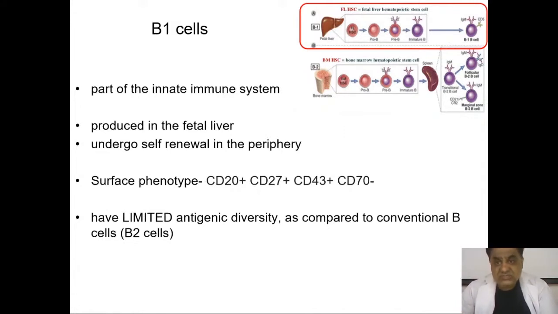The conventional B cells are B2 cells. So the innate ones are B1 cells. Here you can see them. They are produced in the fetal liver and they undergo maturity. This mature B1 B cell has IgM on its surface and other surface markers like CD5, and also important markers like CD20, 27, 43, and they're usually negative for CD70, the cluster differentiation molecules, which are the surface phenotype markers used for identifying these cells in humans.